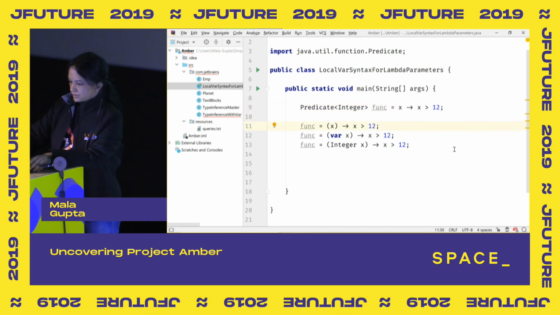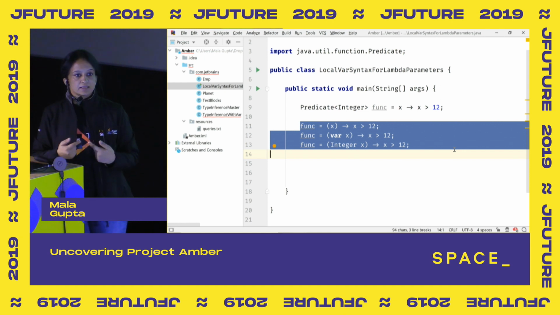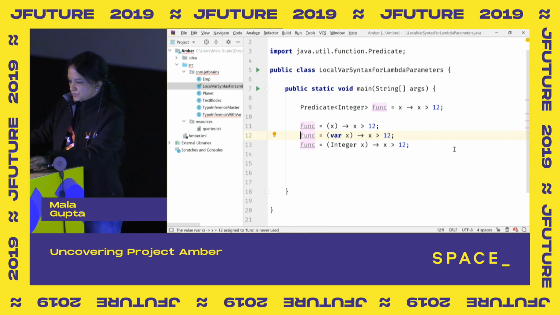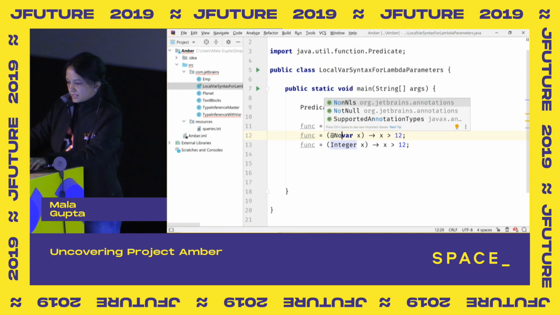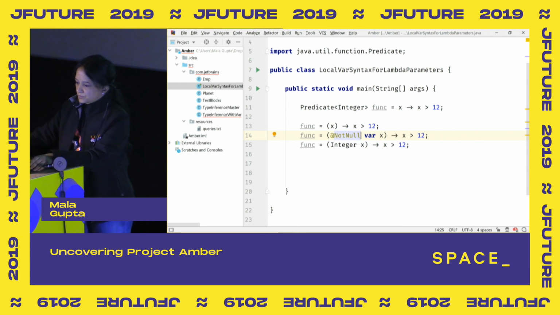And just for your information, even though we are used to writing the Lambda parameters in different ways, these all are the same. And when I use either var or the explicit type with my Lambda parameter, I can use annotations like this. So this is one of the main benefits of using var with Lambda parameters.